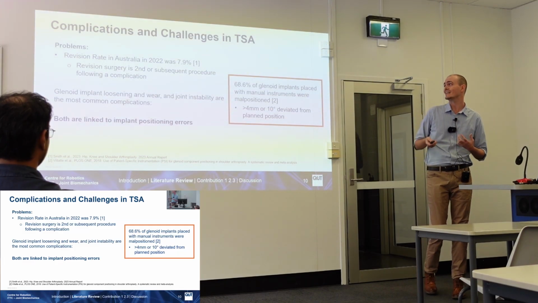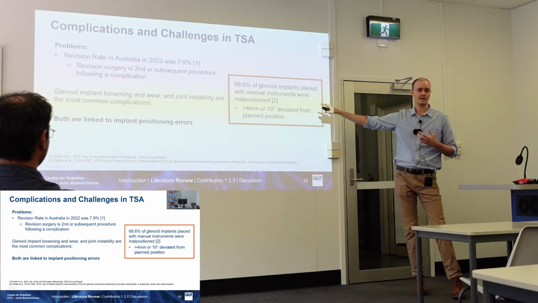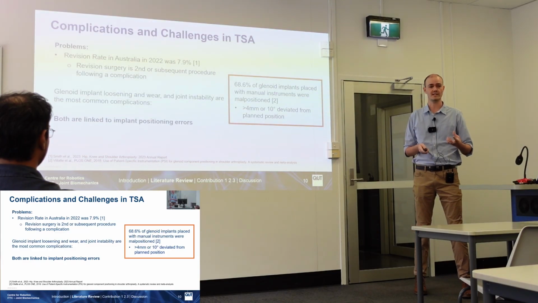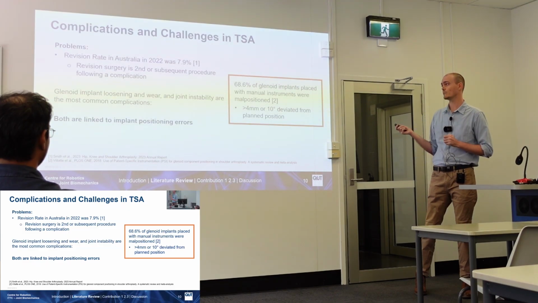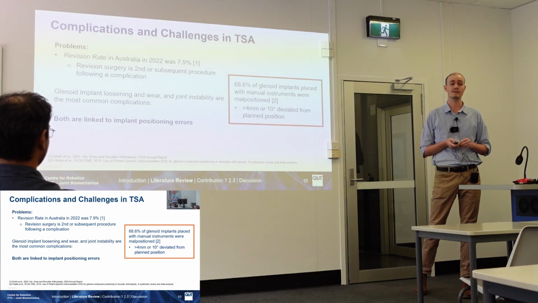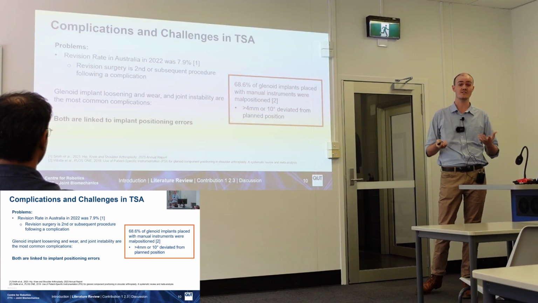Some studies report nearly 70% of glenoid implants placed using manual instruments meet the clinical definition of malpositioning, which is more than 4 millimeters or 10 degrees deviated from the planned position. So this is very significant.